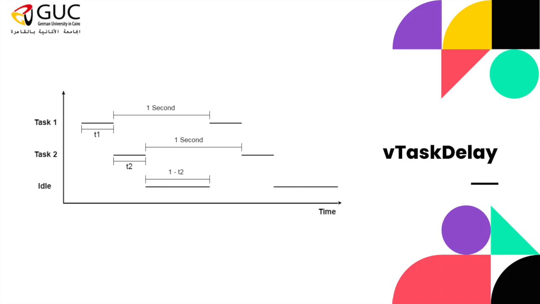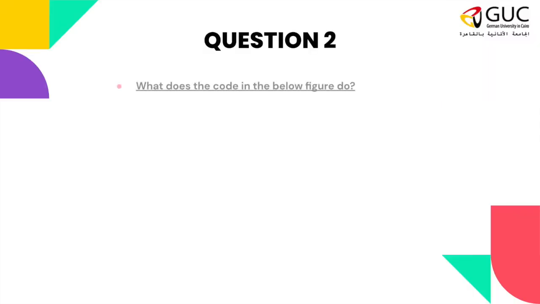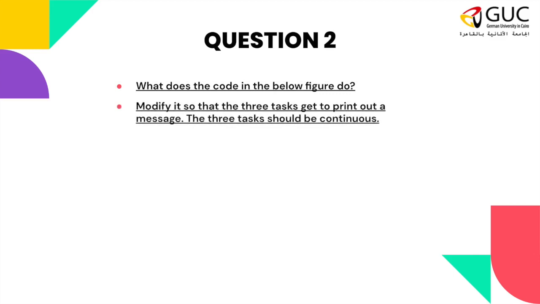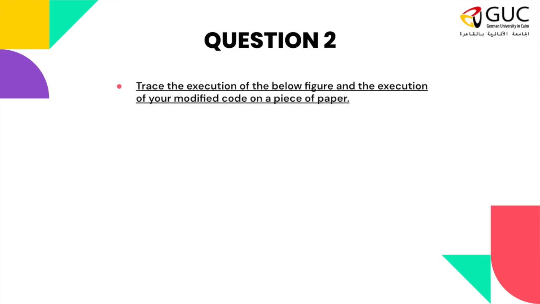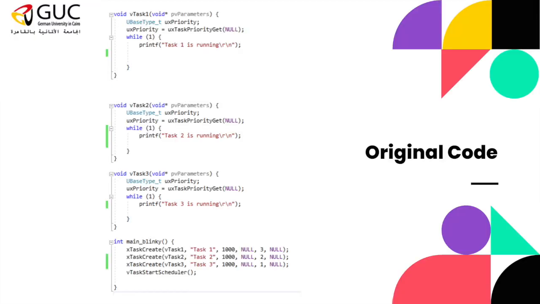Now let's move on to the next question. What does the code in the below figure do? And modify it so that the 3 tasks get to print out a message. The 3 tasks should be continuous. So actually, trace the execution of the below figure and the execution of your modified code on a piece of paper. So we have this code.